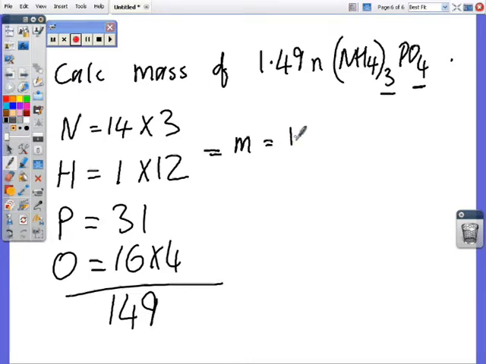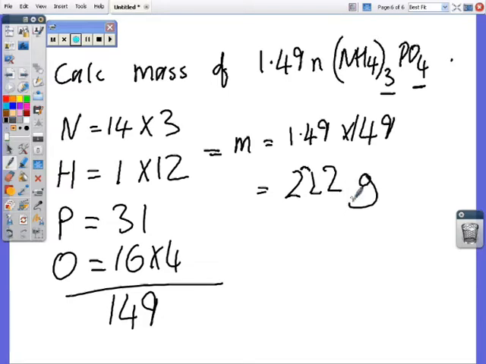The number of moles is given to us in the question and is 1.49, and the MR of that, as we've worked it out, is 149. So the mass of 1.49 moles of ammonium phosphate is 222 grams of ammonium phosphate.